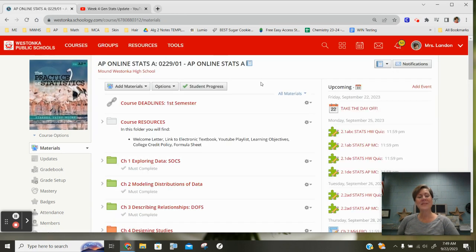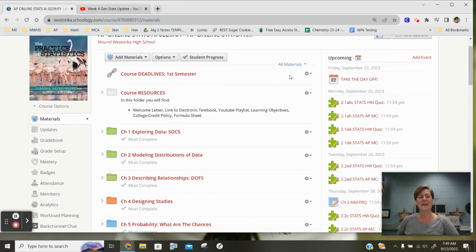Next thing, let's talk about this upcoming week and what we have on the schedule. You're going to be starting Chapter 2 on modeling distributions of data. This is a shorter chapter. There are only 2 sections, 2.1 and 2.2, so it does go fairly fast. If you take a look at it, you actually have an upcoming test in about 2 weeks.